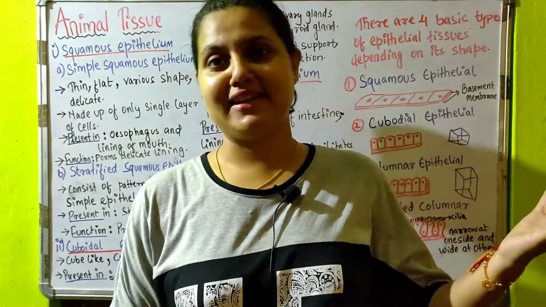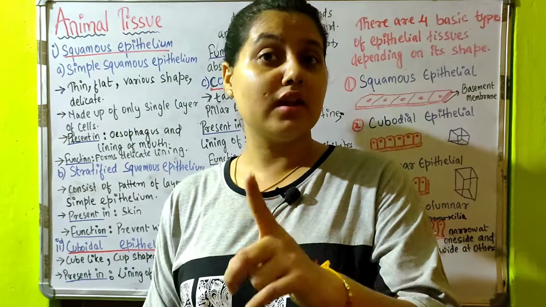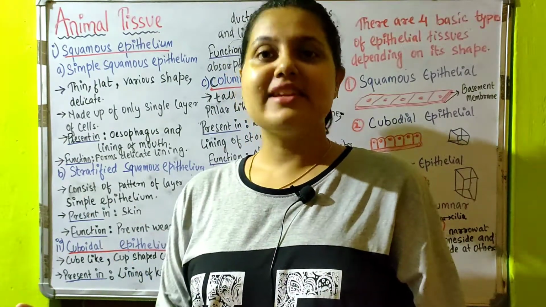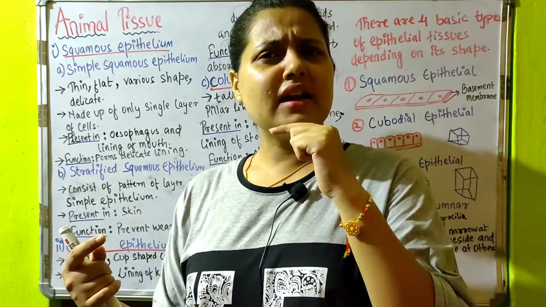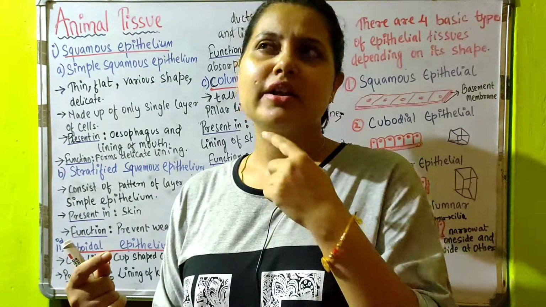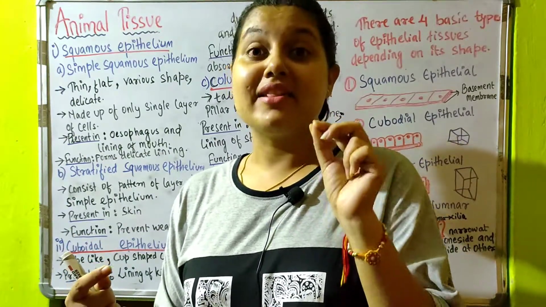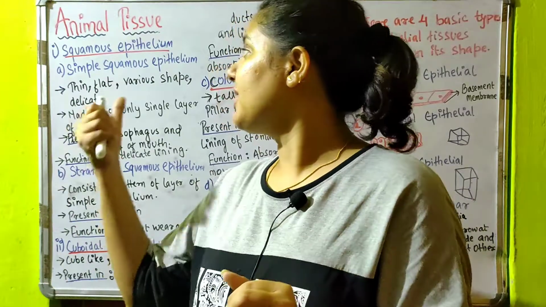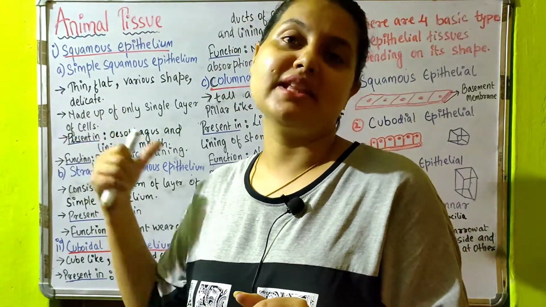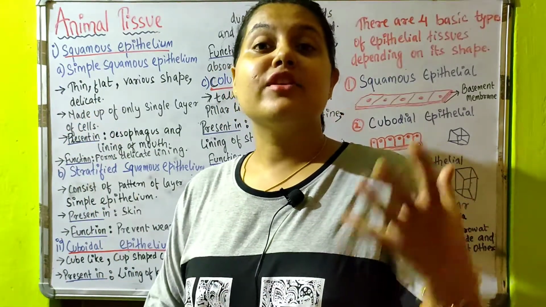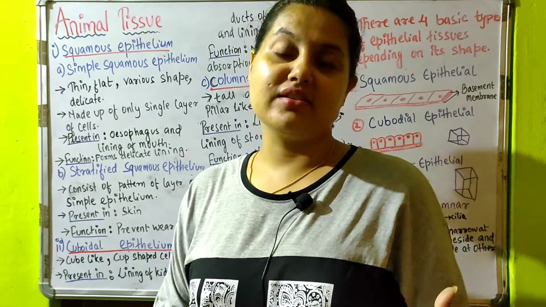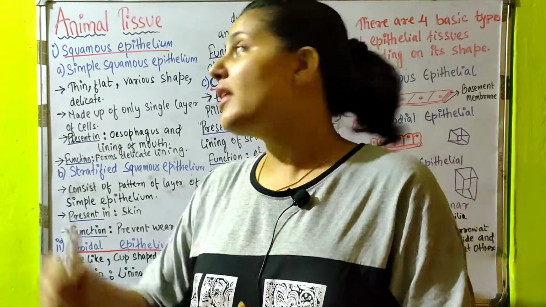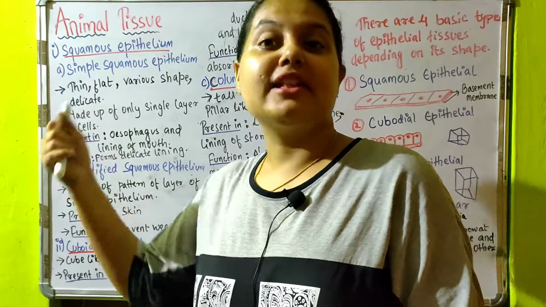And now you see simple squamous epithelium are thin, flat, and of various shapes. Again they are delicate. Since it is of only one layer, obviously it is delicate. Now, is the inner lining of your mouth delicate or not? It is so delicate, right? And that tissue is nothing but simple squamous epithelium tissue. In the same way, the lining of the esophagus is also made up of simple squamous epithelium tissue.